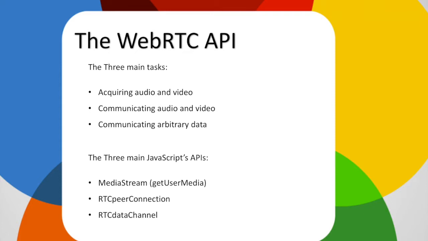So because there are three categories, we have three objects. The first one, MediaStream, for getting access to the media. Then RTCPeerConnection and RTCDataChannel. And we will get into each individually.